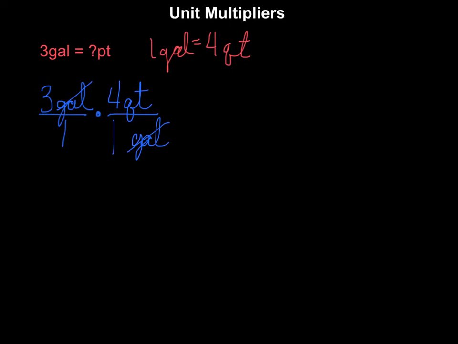But right now I have quarts. That's not what we're looking for. However, it is a step in the right direction. So that means I need another unit multiplier. So now that we have quarts, I need to think about, what do I know about quarts? Well, I know 1 quart is equal to 2 pints. So I'm going to make another multiplier, and since quarts is on top here, I'm going to want quarts on bottom.